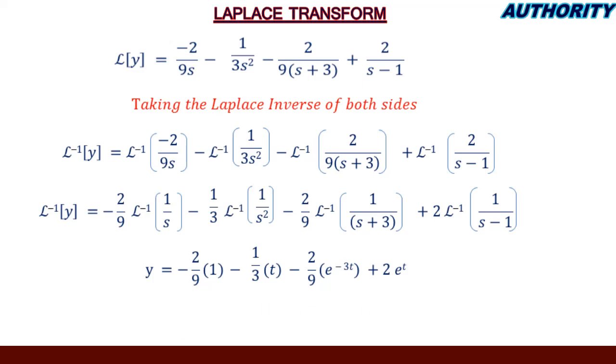So when we multiply, we see that y is equal to 2e raised to the power of t minus t all over 3 minus 2e raised to the power of minus 3t all over 9 minus 2 all over 9. So therefore, this is the solution to the ordinary differential equation that we are given to solve. We say that y is equal to 2e raised to the power of t minus t all over 3 minus 2e raised to the power of minus 3t all over 9 minus 2 all over 9. All right? Yes.